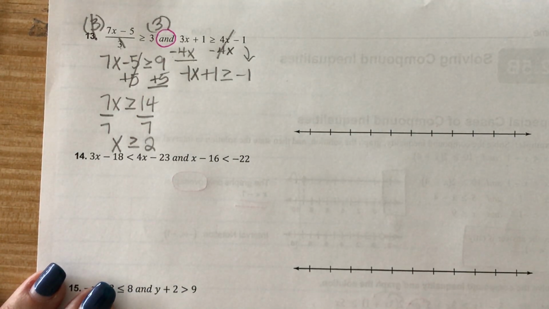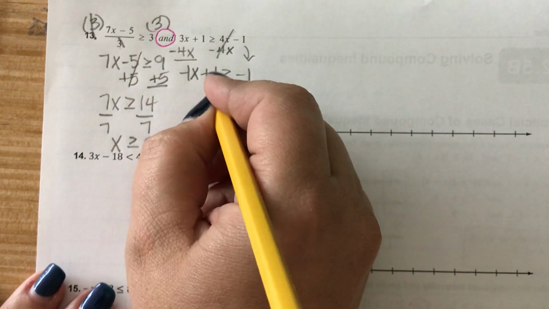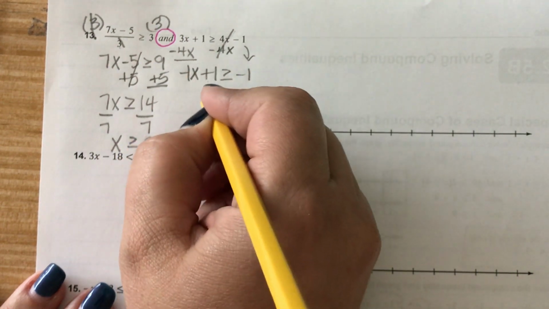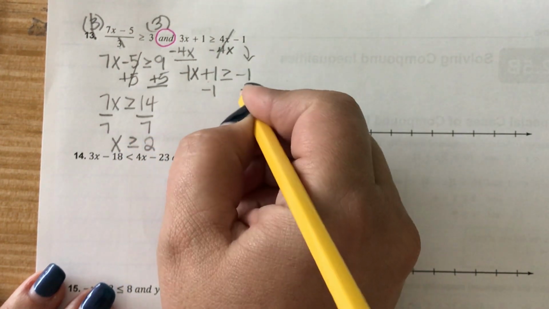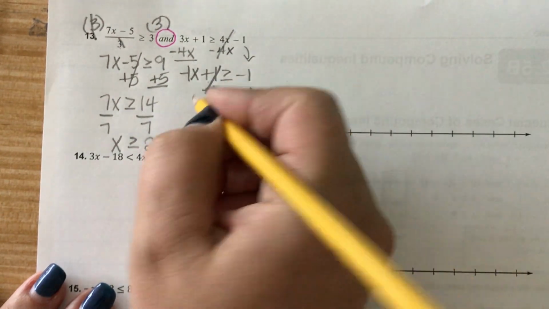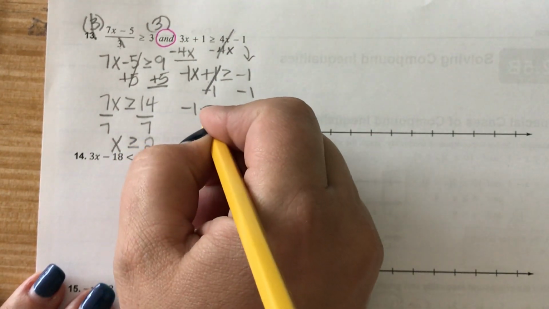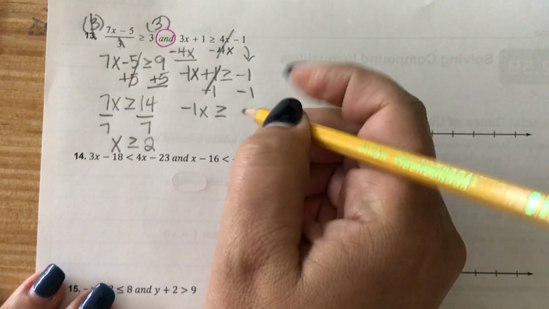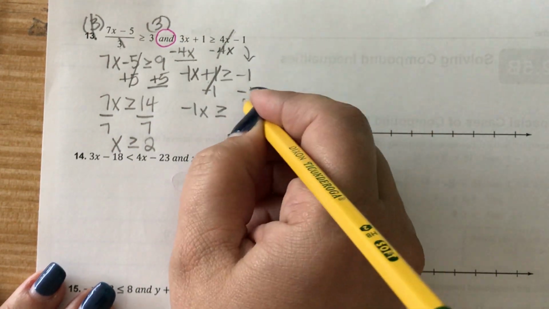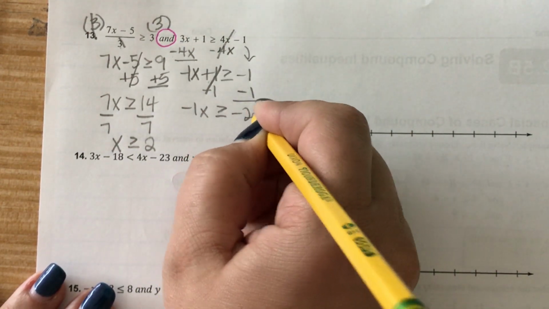Okay. Next thing is to solve for that x. So let's get rid of that addition of the 1. Do the negative 1 on both sides. That'll get rid of that. So now I'm down to a negative 1x, or a negative x is greater than or equal to, and this side, negative 1, that's negative 2.